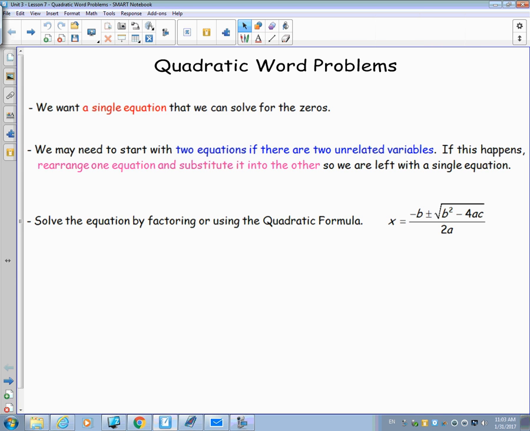In this lesson, we're going to examine some quadratic word problems. Here, we're going to take some information we're given in questions, and we're going to try and establish an equation that can be solved. If you can, you want an equation with only one variable, though in some situations you start off with two, and you need to substitute one equation into another to get rid of that second variable.